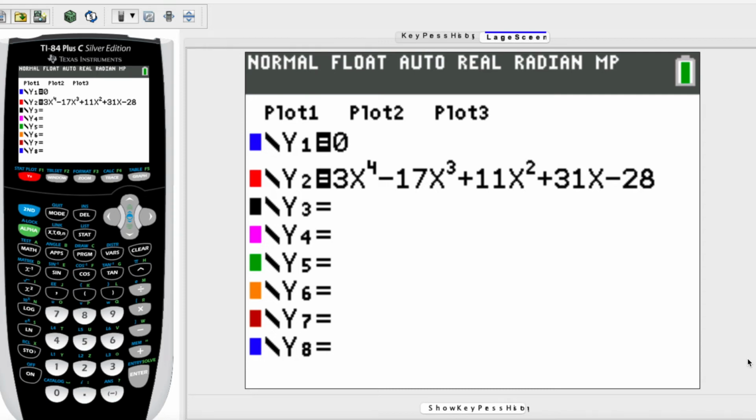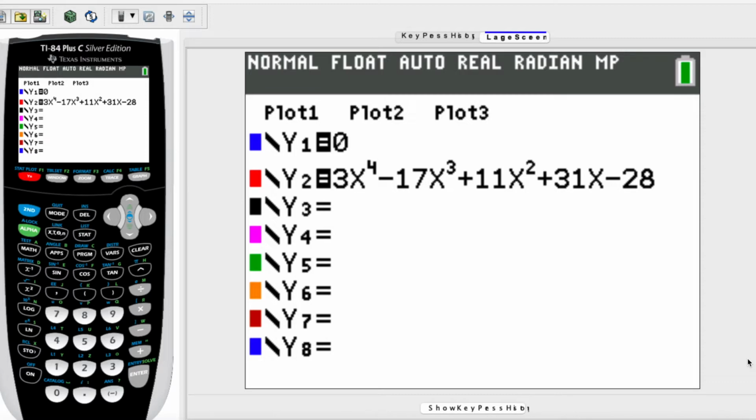In this video, we're going to be learning how to use the TI-84 graphing calculator to find the rational roots of a polynomial equation. So you are going to need your graphing calculator, and you'll need a piece of paper to take notes, and you'll need a pencil or pen.